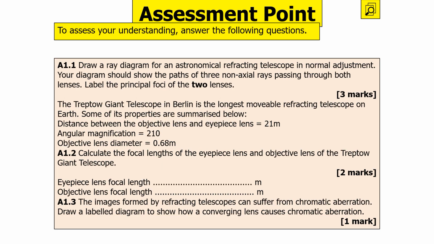Now the next question says, draw a ray diagram for an astronomical refracting telescope in normal adjustment. Your diagram should show the path of 3 non-axial rays passing through both lenses. Label the principal foci of the 2 lenses.